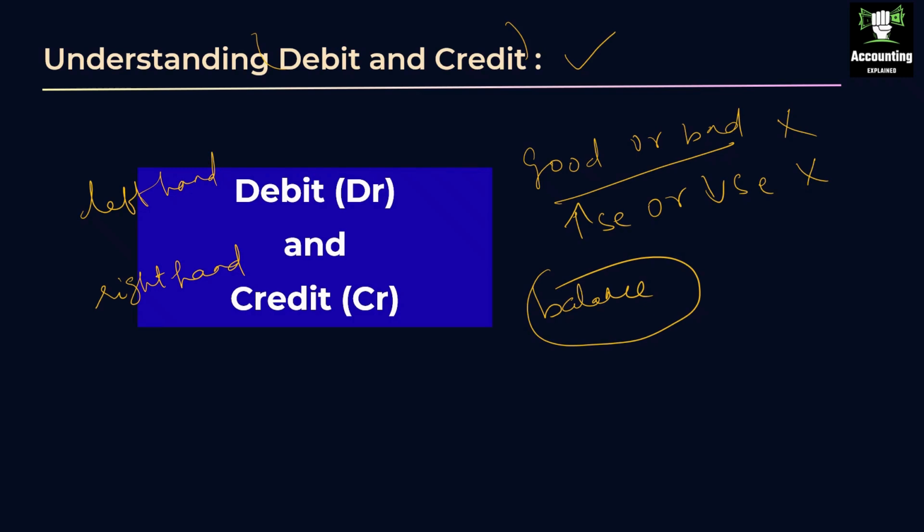For every transaction, the total debit must always be equal to the total credit. So debit should always be equal to the credit for every transaction. This is the non-negotiable rule in the double entry system which we are going to learn now.